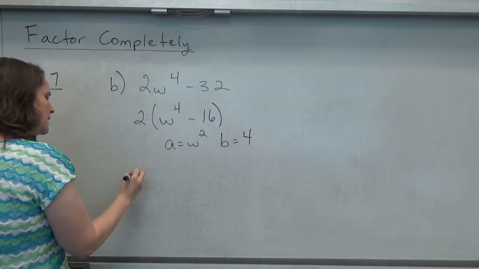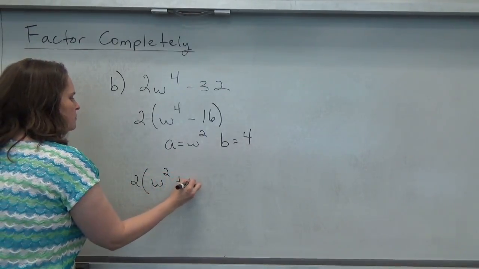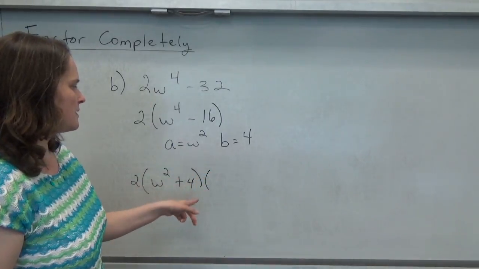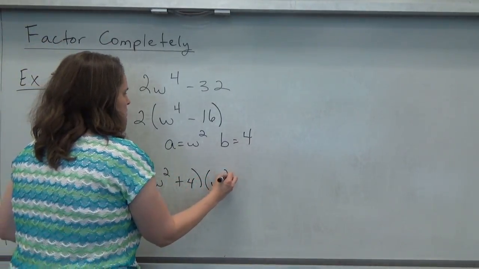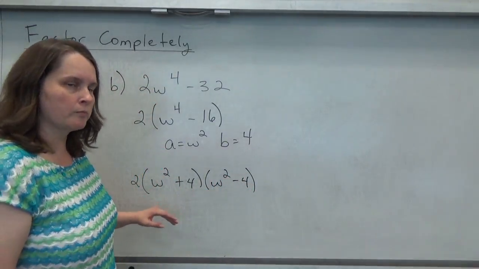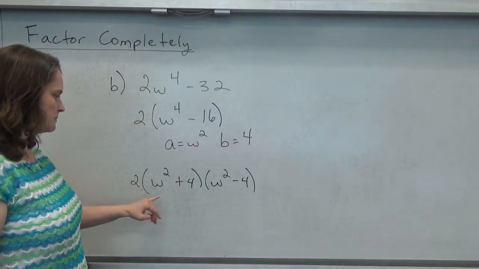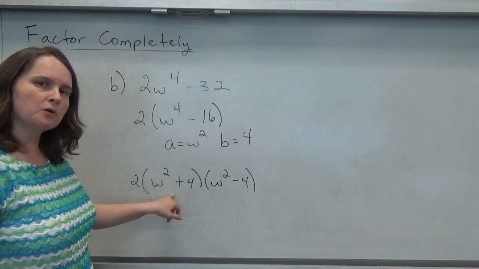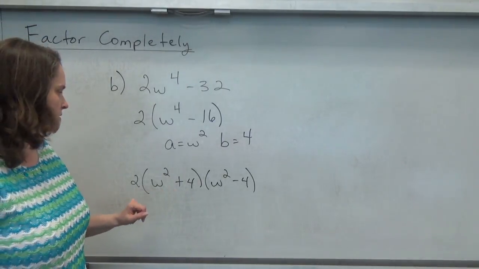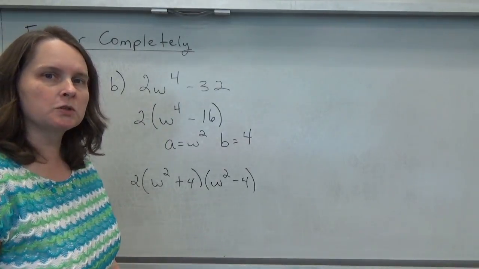So we can bring the 2 down. That leaves w squared plus 4. And this is just using the formula, a plus b, and then a minus b is w squared minus 4. So I got this piece using my difference of squares formula. Look at what's left. W squared plus 4, can I do any more to that? No, I cannot, because yes, these are perfect squares, but these are being added. And if you recall, the sum of squares is prime.